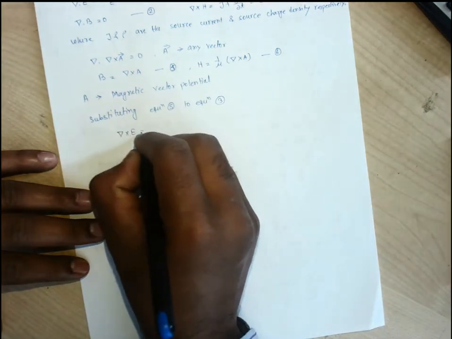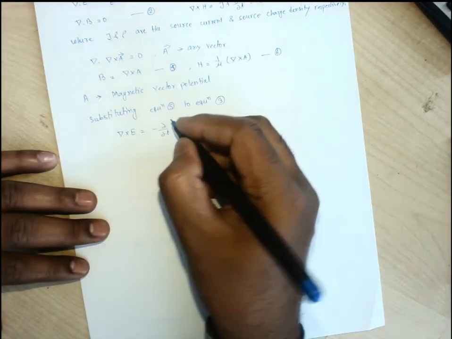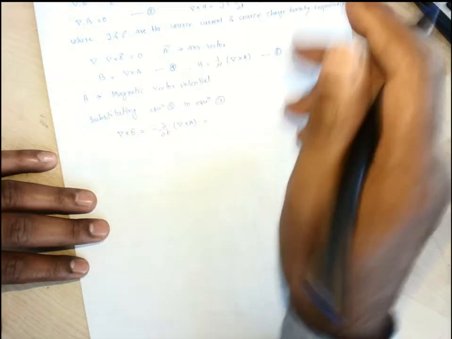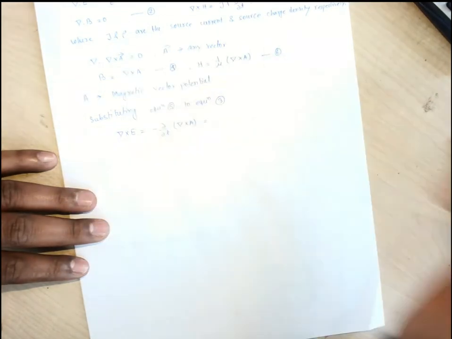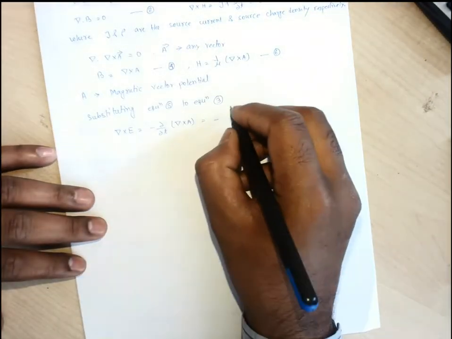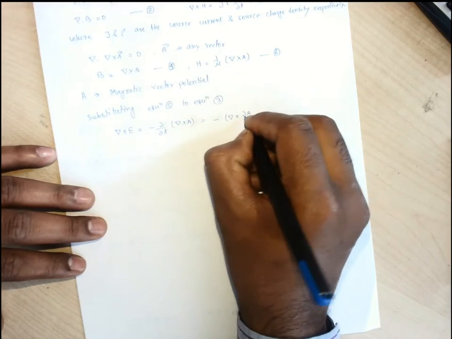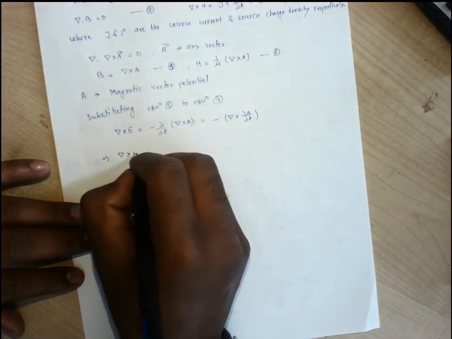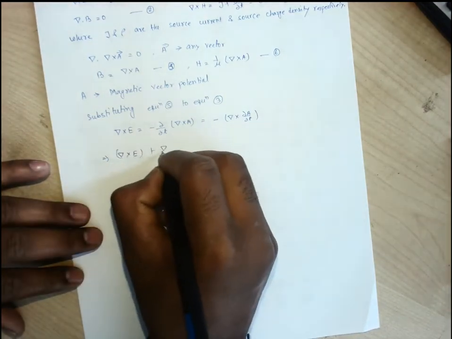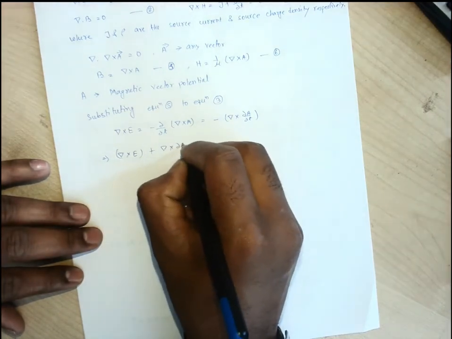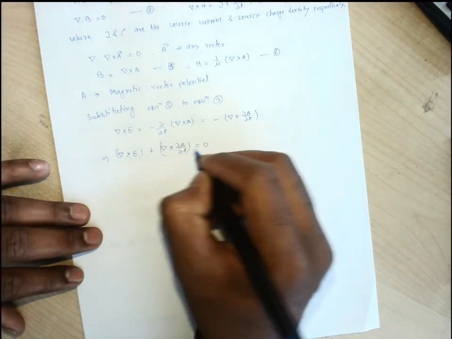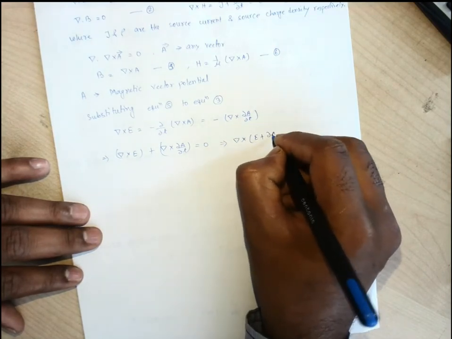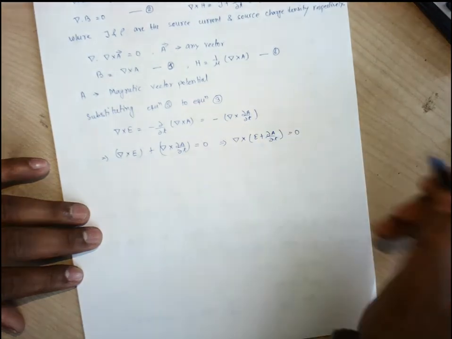Del cross E is equal to minus del by del T of del cross A. All of them are vectors, so don't get confused. Minus del cross del A by del T, or del cross E plus del cross del A by del T is equal to 0. So del cross (E plus del A by del T) is equal to 0.